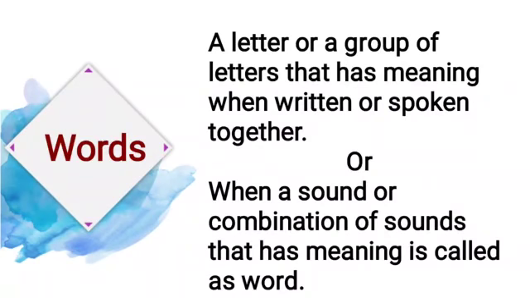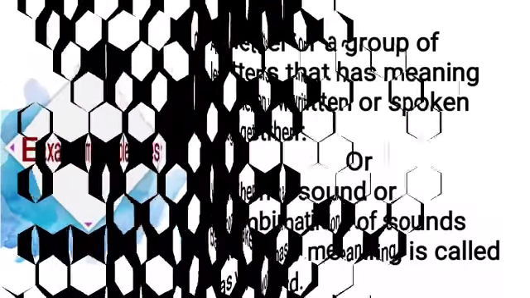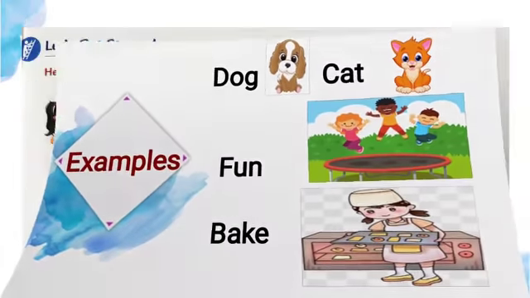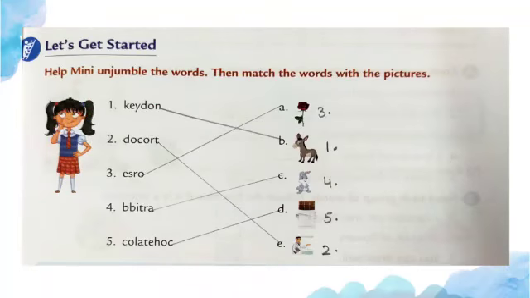Let's see with an example. When letters D, O, G are written together, it makes the word dog. Likewise, C, A, T, cat; F, U, N, fun; B, A, K, E, bake. Now, let's do a warm-up activity given on page number 13 in your grammar book.